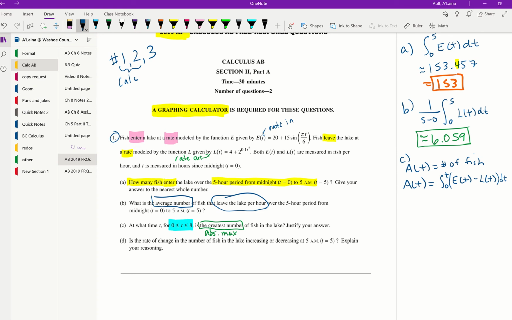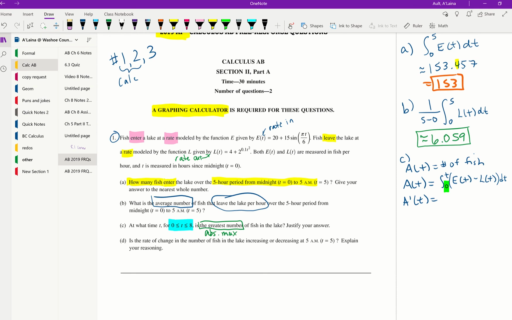This is my function. If I want to find the greatest number of fish, I want to find out where the critical values are. So I do want to take the derivative of this expression, this equation. So A prime of t would equal, well, if I take the derivative of this right side by the second fundamental theorem of calculus, the derivative of an integral, when the lower number here is a constant, those will cancel out, and we will be replacing the top with whatever.